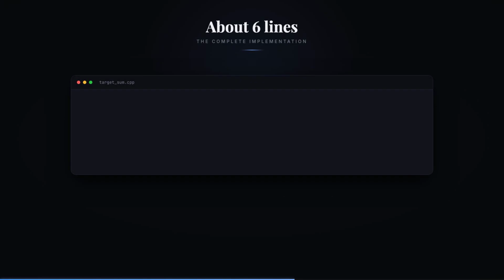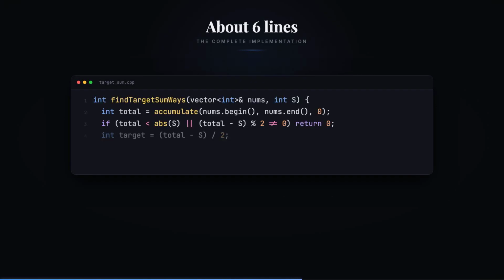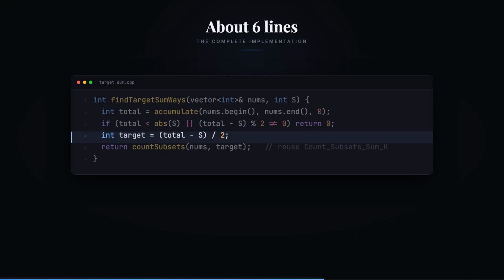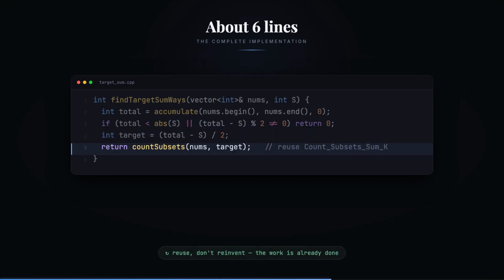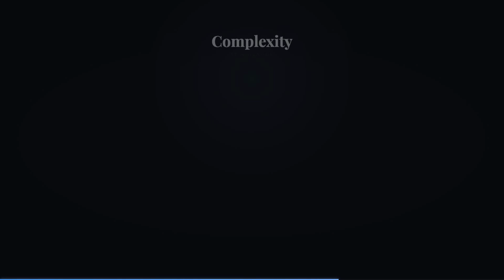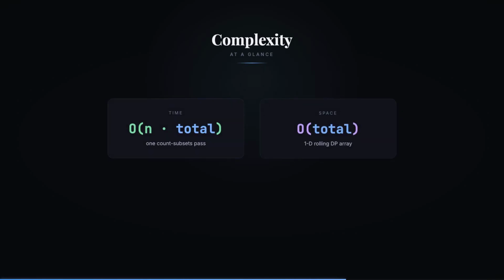The implementation becomes short. Compute total. Run the 2 guards. Set target to (total minus S) over 2. Then call the count subsets sum k routine on nums and that target. No sign-based dynamic program is necessary. The complexity comes along for free from count subsets sum k. Time is big O of n times total, and space can be reduced to big O of total with a rolling one-dimensional dynamic programming array.